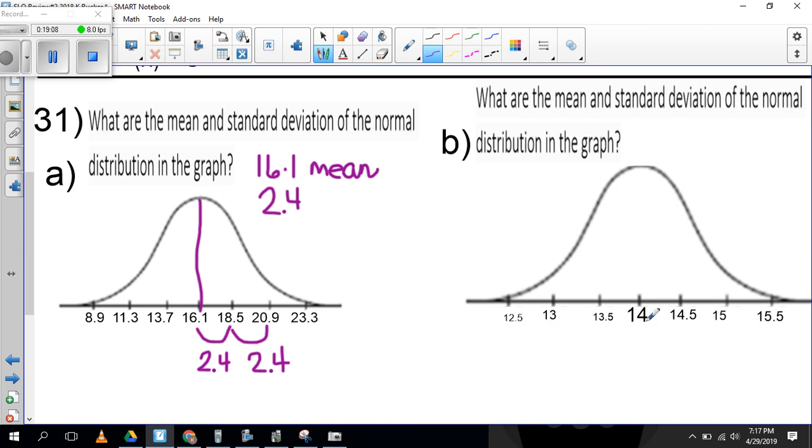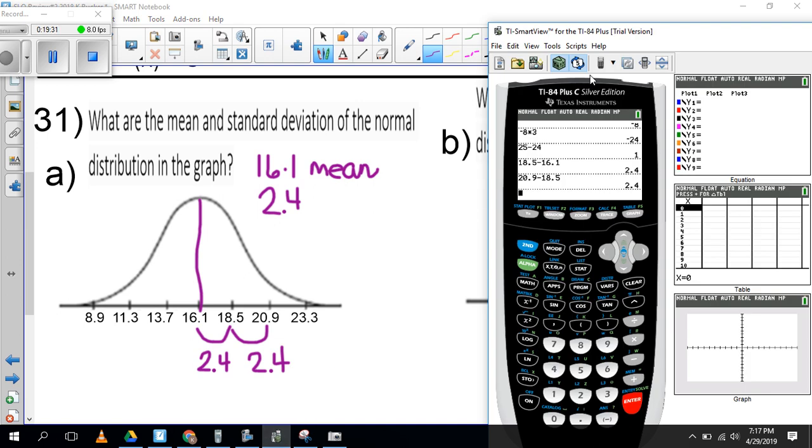B, we want our mean, so it has to be in the middle. Make sure 3 on the right, 1, 2, 3, 3 on the left. And then, so 14 is our mean. And then now we got to figure out the standard deviation. We got to figure out how far is each number from the mean.